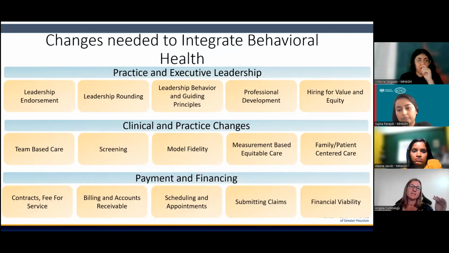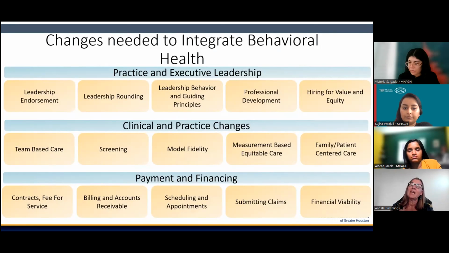You'll need changes at the clinic and practice level, like actually interacting with the patients. And then of course, on the payments and financing side, we've got to make sure that we can bill for all of these amazing services, right? There are different changes that you can make at these different levels. It's a lot when you look at it on this page. I'm not suggesting that you should do all of these all at once. In fact, I am suggesting that you not do all of these all at once, right?